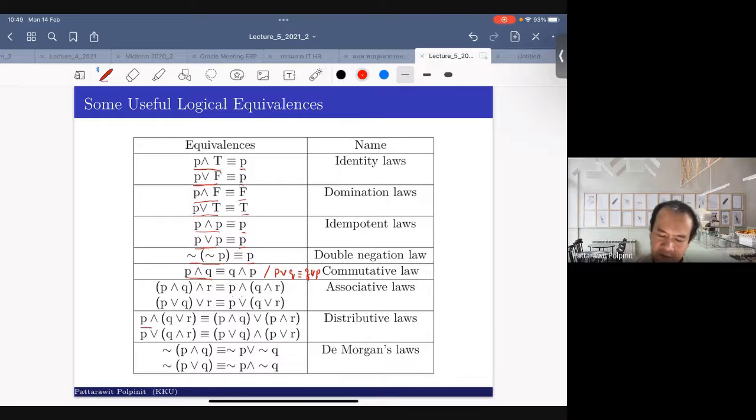You also have this distributive law where you have AND outside and then you have OR inside the bracket. You can distribute it inside. If you have P and (Q or R), you have a logical equivalent to (P and Q) or (P and R), basically. And you have P or (Q and R). You can have (P or Q) and (P or R).